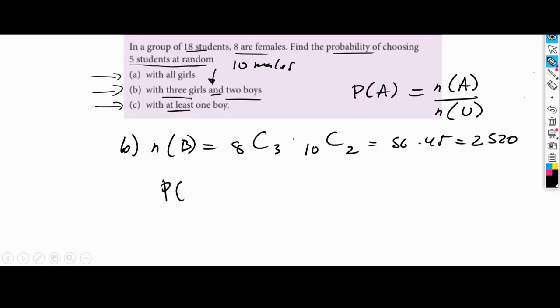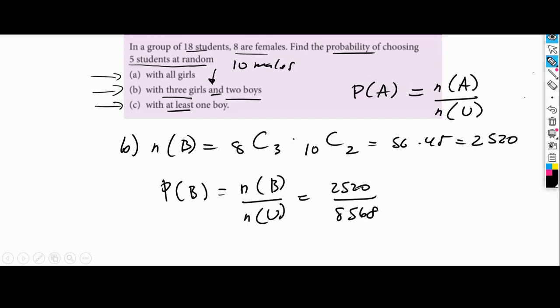So the probability of B, remember, is going to be the total amount of possible outcomes for event B divided by the total number of outcomes for the sample space. So this is 2,520 divided by the total sample space, which we found before and was 8,568. So this is going to equal a probability of 0.294.